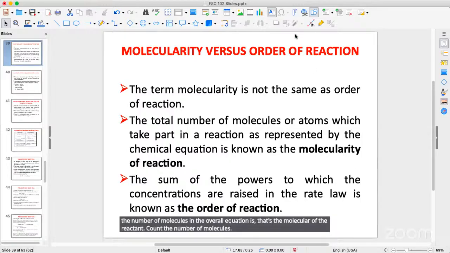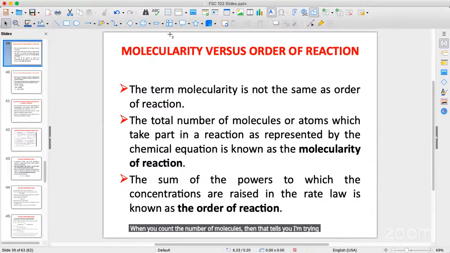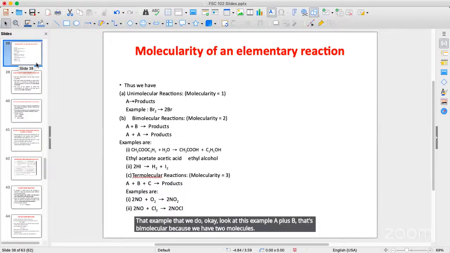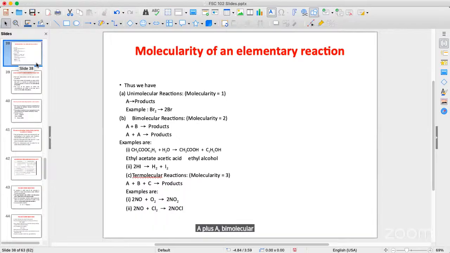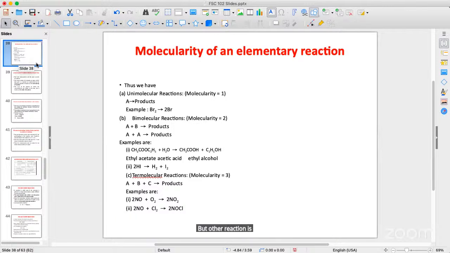Let me go back to that example we did. A plus B is bimolecular because we have two molecules. A plus A, bimolecular, two molecules. A plus B plus C is termolecular, three molecules. In the example, you can see we have 2NO plus O2. That general example can be 2A plus B, or A plus 2B, or A plus 2C, as long as you have three molecules. It can even be 3A. But order of reaction is determined experimentally, and we'll talk about how to determine that next class.